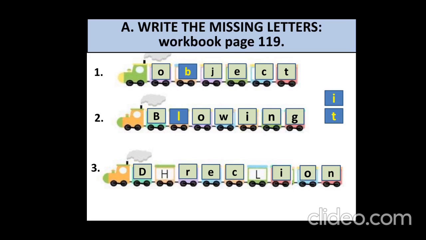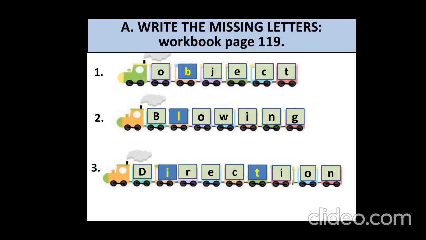Number 3. D-H-R-E-C-L-I-O-N. This doesn't sound right to me, right? It's not even a word. So what would be the correct answer here? If I look at this train, it's going in one direction. So what can be the word here? It's going in one path, right? So I think it has to be I. Yay, I'm right. Then I'm going to fill a T. Super. So the word is correct. D-I-R-E-C-T-I-O-N. Direction.